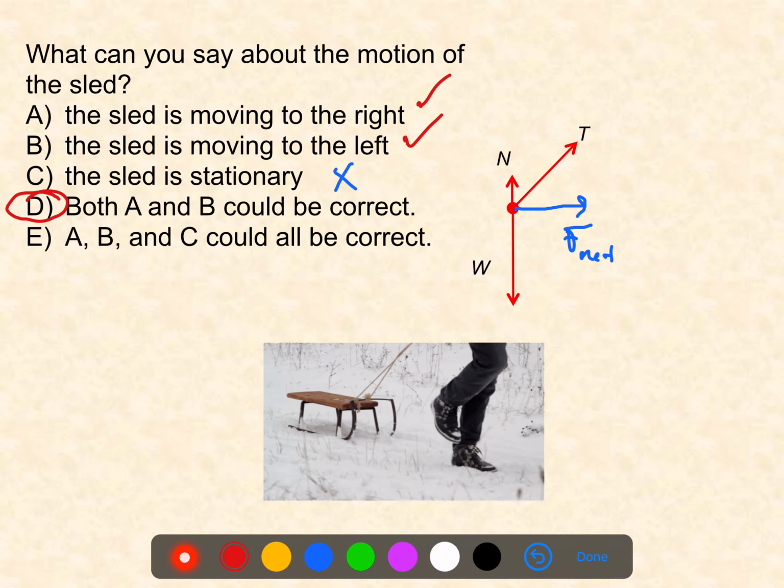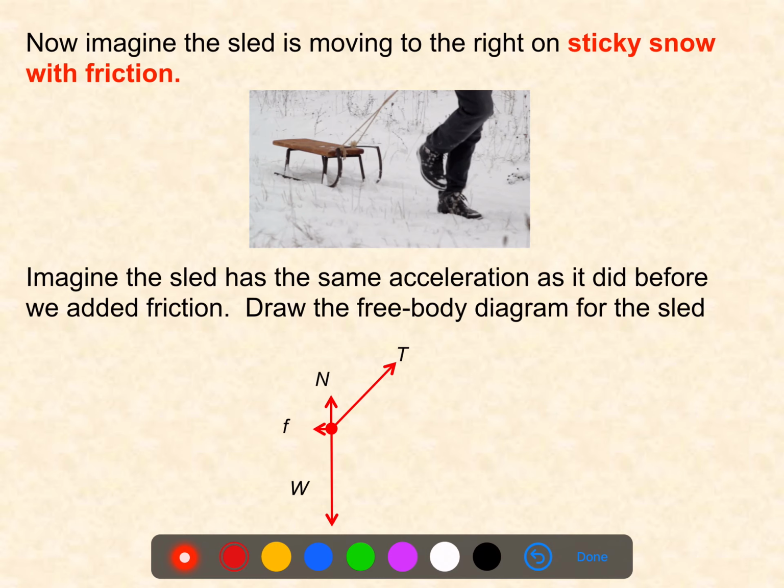Okay, now let's consider the same sled, but now instead of the friction being negligible across the snow, we're going to imagine that it's sticky snow in which we cannot ignore the friction. And so there's going to be friction between the sled and the snow. And so to this free body diagram, I've added a frictional force.